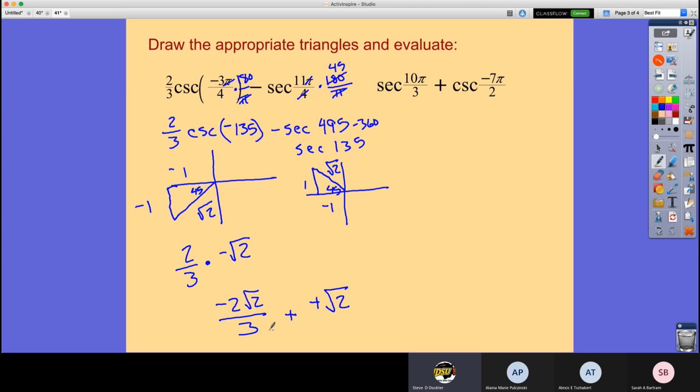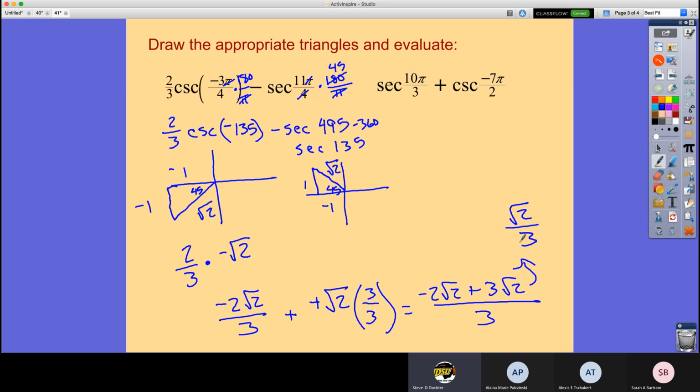Negative and negative make positive, so we're going to have this first one plus square root of 2. And then we've got to get common denominators here, so we're going to multiply this by 3 over 3. So we would have negative 2 square root of 2 plus 3 square root of 2 all over 3. And then we can add our numerators together here. So we would have square root of 2 over 3. All right, I skipped some steps there. Did I lose anybody? Or do you have any questions?